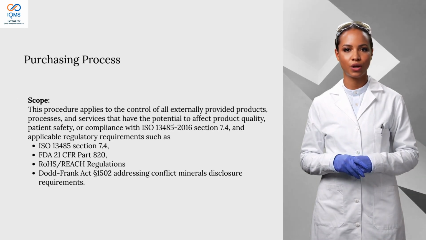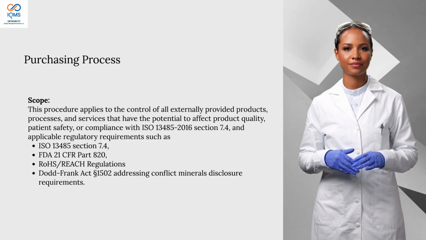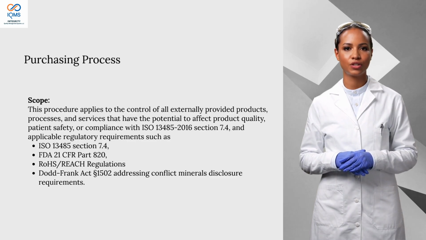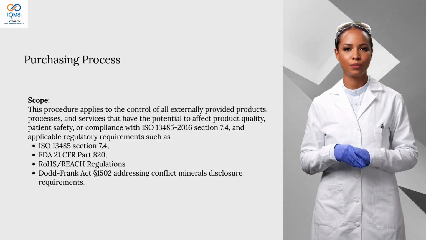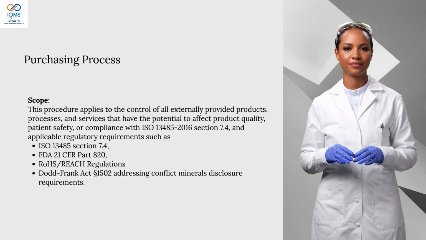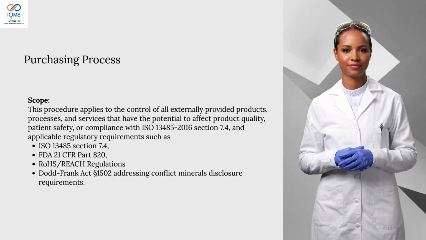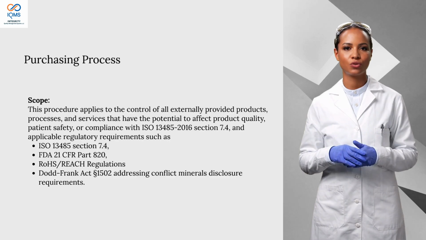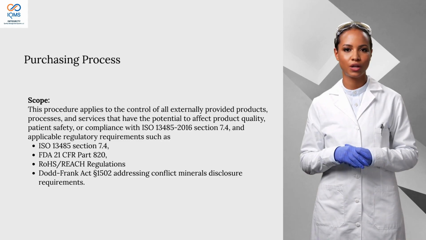Control of externally provided product, processes, and services, or simply the purchasing process. Scope. This procedure applies to the control of all externally provided products, processes, and services that have the potential to affect product quality, patient safety, or compliance with ISO 13485, FDA 21 CFR Part 820, RoHS and REACH regulations, and the Dodd-Frank Act Section 1502 addressing conflict minerals disclosure requirements.